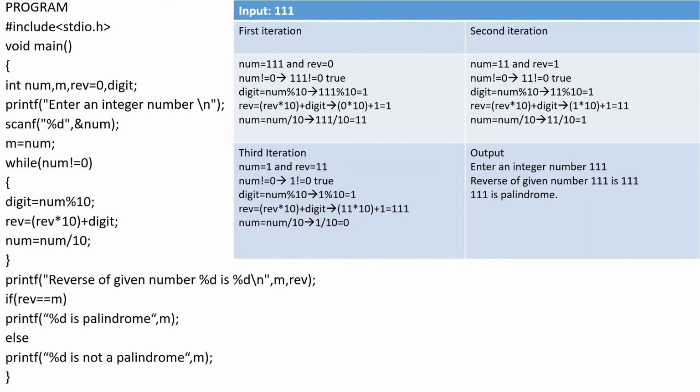Now I have to extract the last digit from the given input. We can extract each digit by performing modular division by 10. So digit equal to num mod 10. So num mod 10 here is 111 mod 10, and the result is 1. So that is the last digit and that will be stored in digit. Now I have to store it in reverse. So reverse equal to reverse into 10 plus digit.